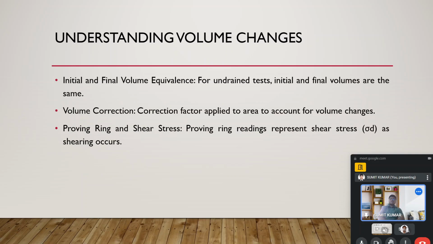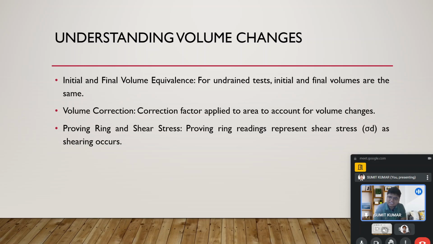Now, understanding the volume changes, initial and final volume equivalence for the undrained test. Initial and final volumes are the same, as has been shown earlier in the previous section. Vi equal to Vf has been shown to you. And when we talk about the correction, the correction factor we have used is AF equal to A by 1 minus delta L by L. Similarly, a volume correction is also required, but as the volume remains the same, the change in volume is zero, so the volume correction isn't required at those places.